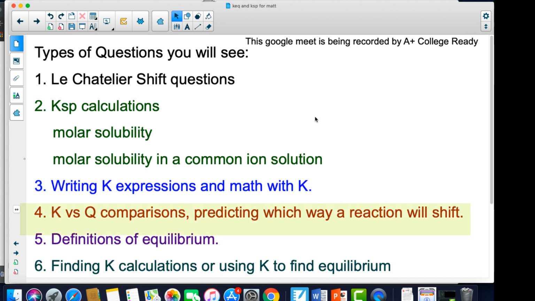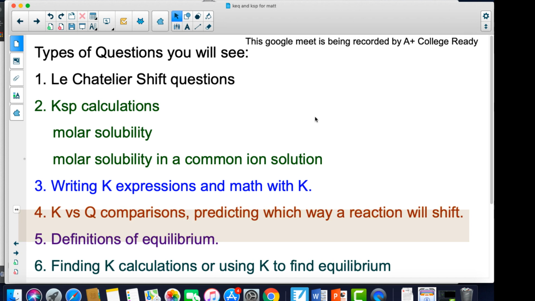The fourth type of question is K versus Q. So are you at equilibrium or not? They give you a set of conditions. They give you a value for K. And they say, hey, by the way, where are you? Are you at equilibrium or not? Which way is it going to shift?